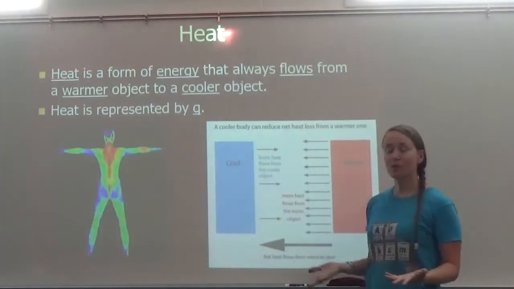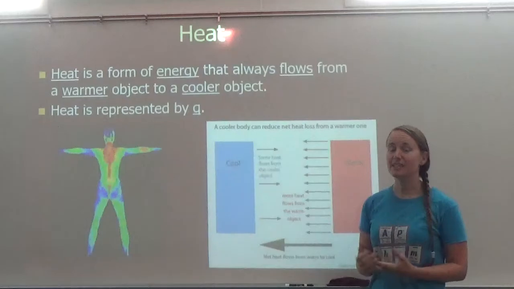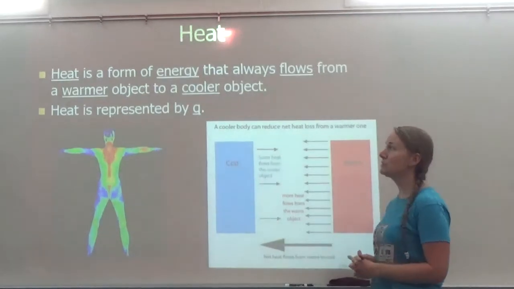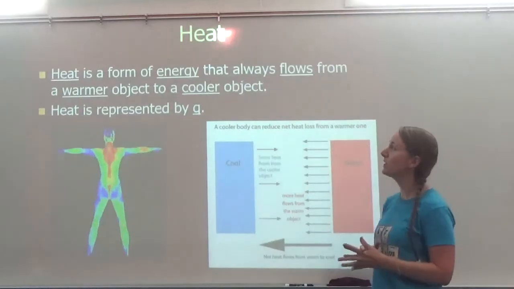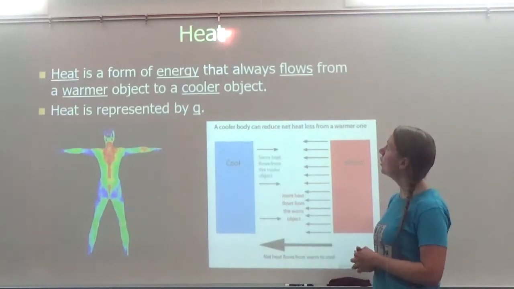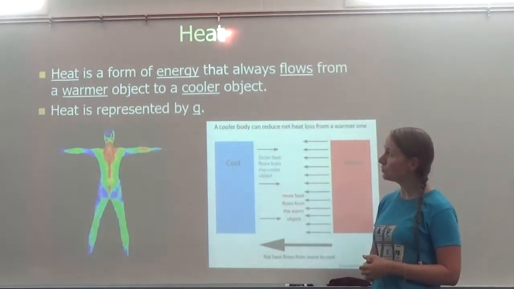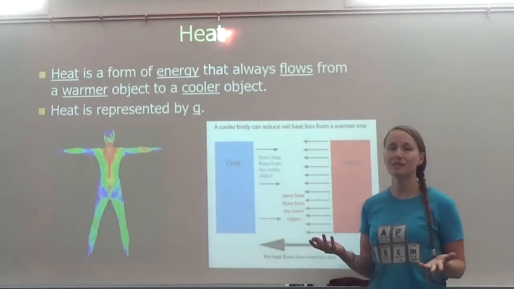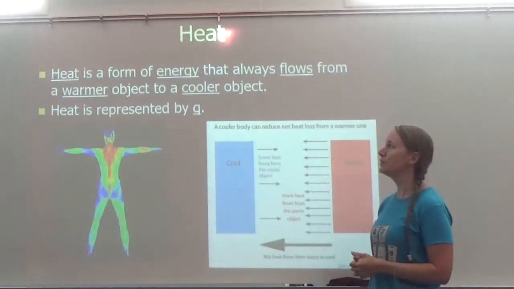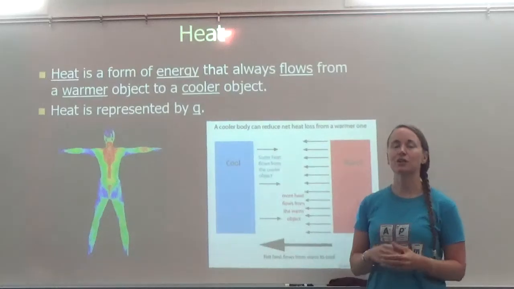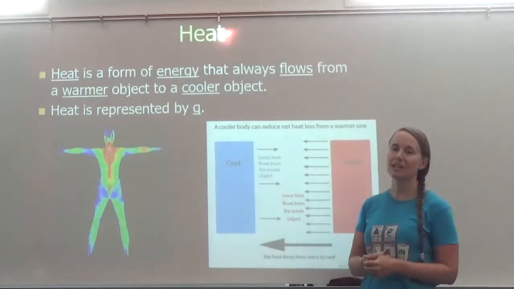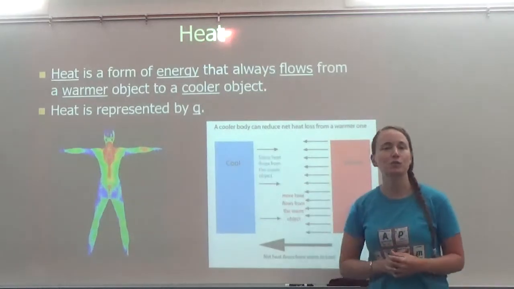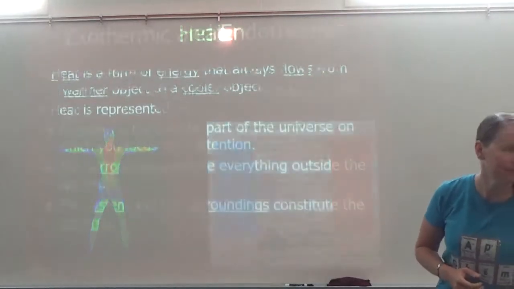So in thermochemistry, we're going to talk about heat because thermo means heat and chemistry means reactions and physical processes where we have some changes going on. So heat is a form of energy that always flows from a warmer object to a cooler object, and heat is actually represented by a Q. I know that's kind of weird, but H is already taken. A lowercase h is Planck's constant, and uppercase H is enthalpy, which is related to heat, but heat itself is represented by the letter Q.